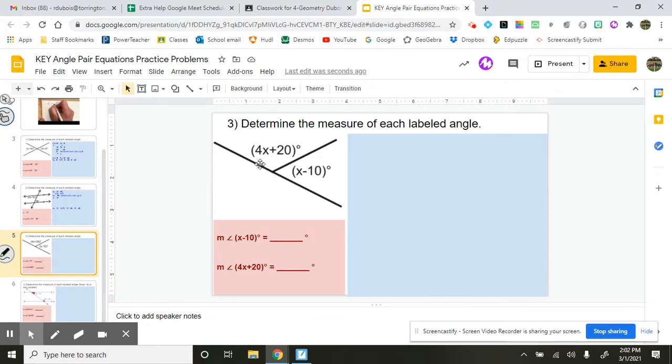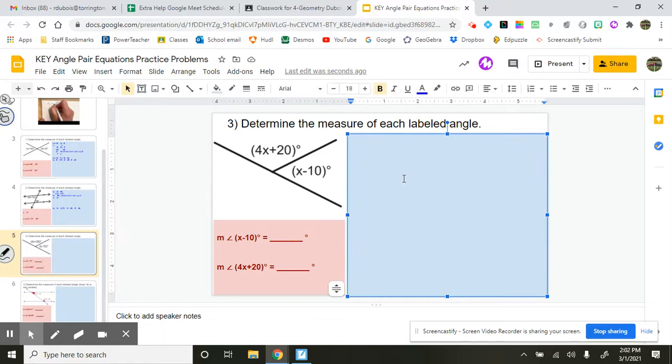And lo and behold, linear pair, if you put them together, they make a straight line or segment, which is 180 degrees. So now our equation is a little different than the last two. They don't equal each other. They add up to 180. So it becomes 4x plus 20 plus the other angle measure expression, x minus 10. So what we have here is we've added together the two angles, and collectively they're supplementary. So that means they equal 180 degrees.